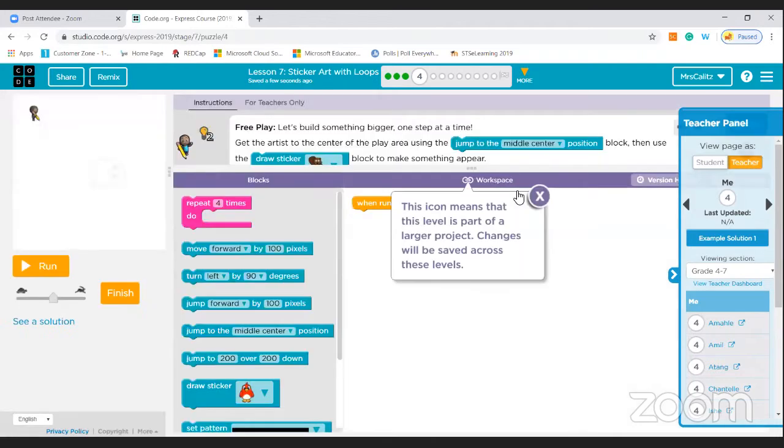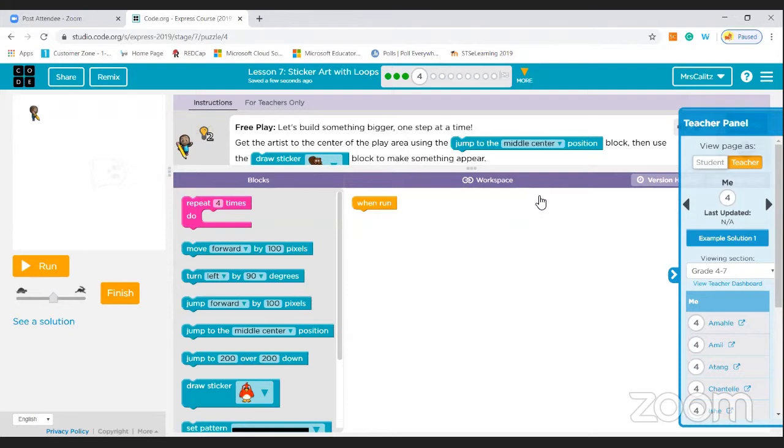I like this. This is getting more fun. This icon means that this level is part of a larger project. Okay, cool. So now, let's build something bigger, one step at a time. Get the artist to the center of the play area. Using that, jump to the middle center position and draw a sticker block to make something appear. Okay, this sounds very exciting. So let's do this, and then we draw a sticker.